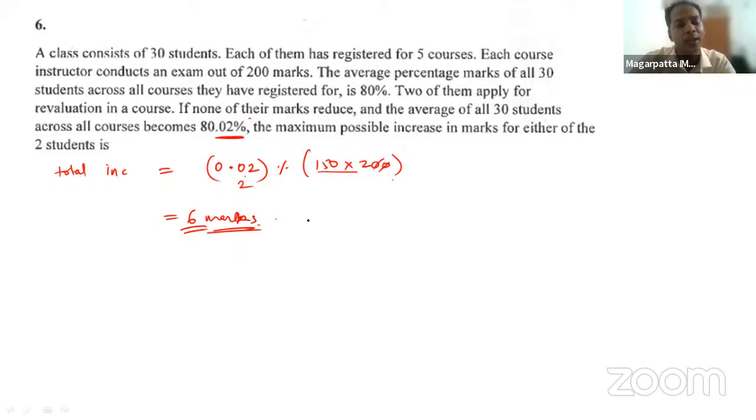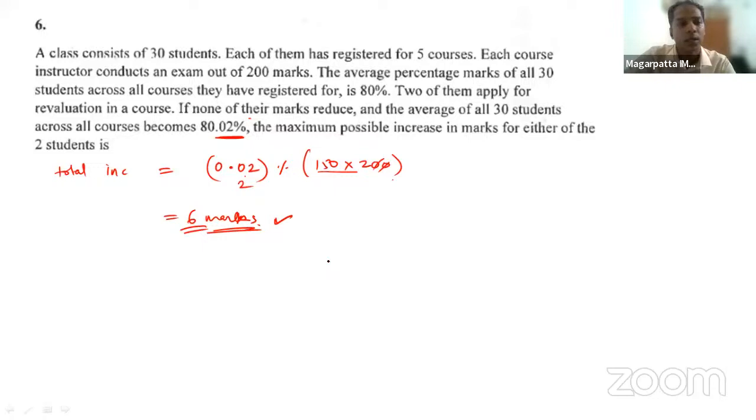But if you are able to calculate this very quickly, you've got the total increase. Now the total increase has happened for 2 students. For one student to have the maximum possible increase, the other should not have any increase, and hence the maximum increase for one of the students is 6 marks.